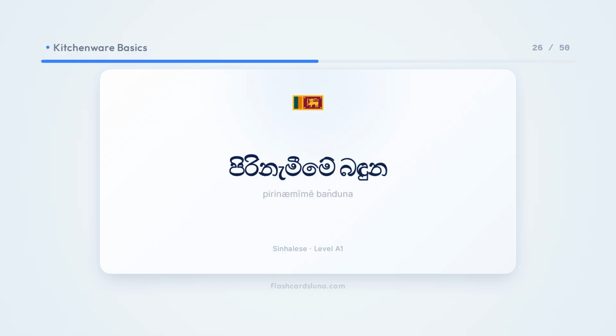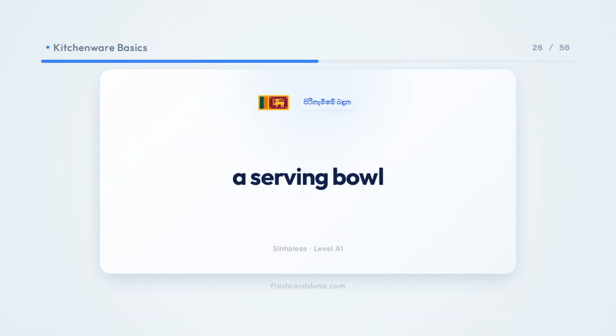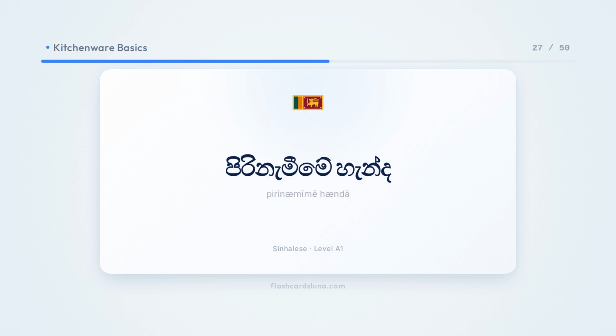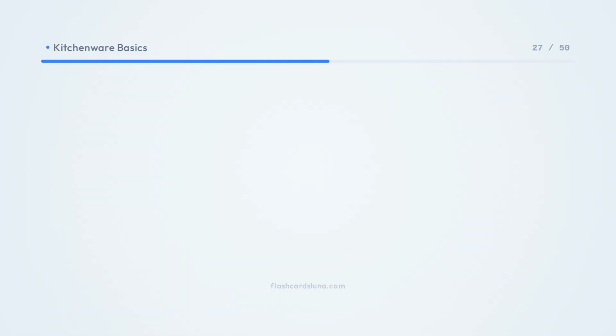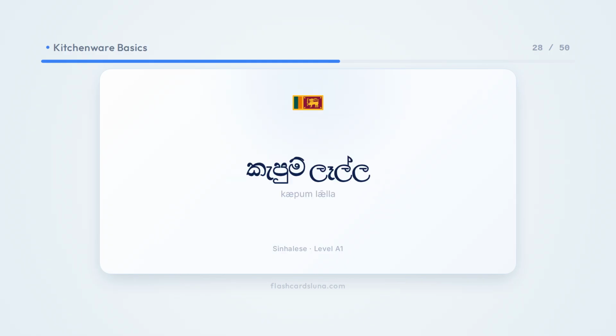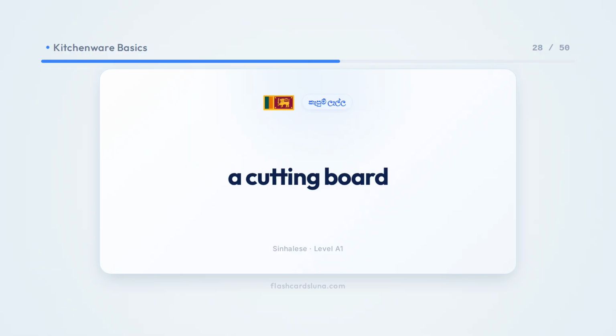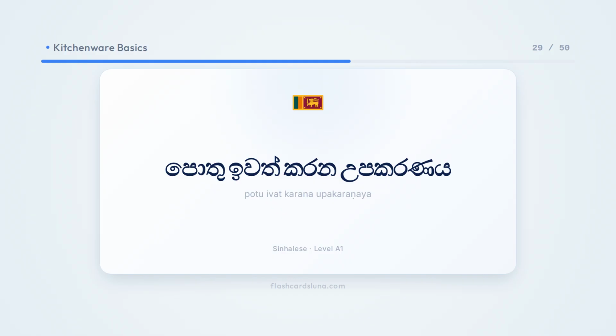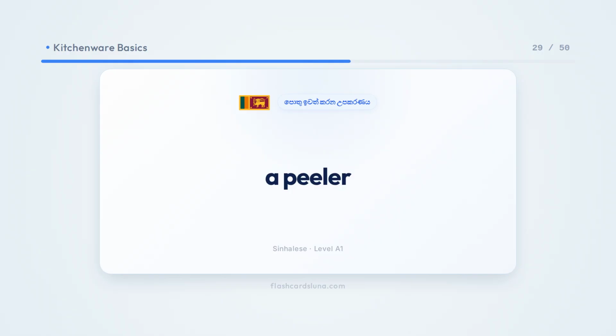Penima Bandu, a serving bowl. Penima Hinder, a serving spoon. Kopimulu, a cutting board. Puta ibat karna upakarne, a peeler. Geartare, a grater.